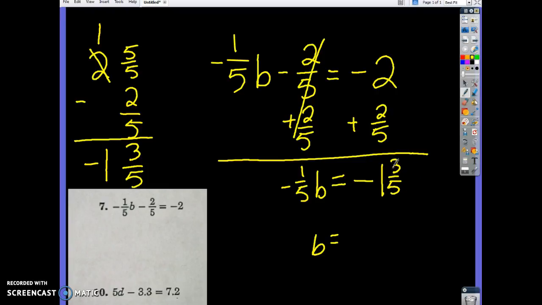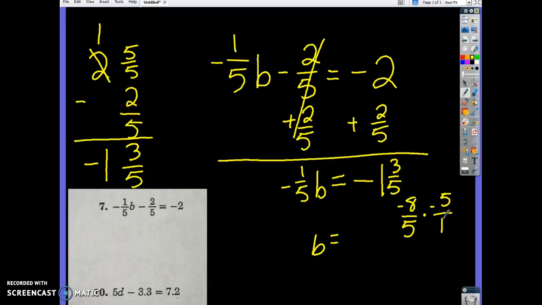I'm going to make this an improper fraction, and then I'm going to do keep, change, flip. 1 times 5 is 5 plus 3 is 8. This will be negative 8/5. And now instead of dividing by negative 1/5, I'm going to have to multiply by negative 5 over 1. Instead of dividing by the fraction, we multiply by the reciprocal. This is my keep, this is my change, this is my flip.